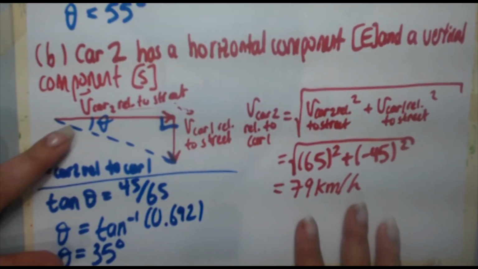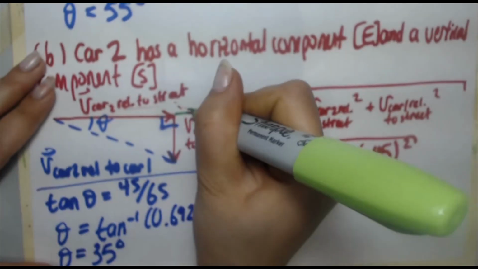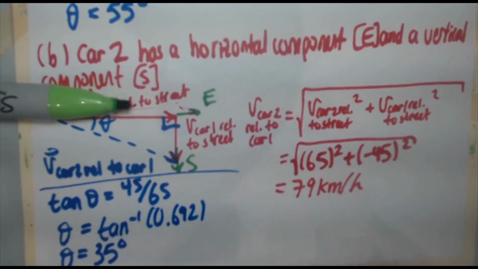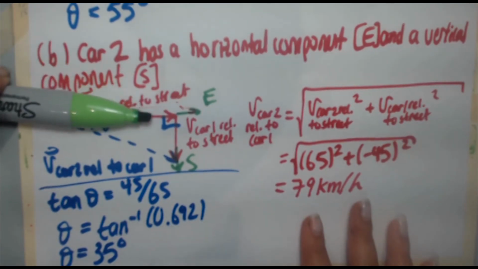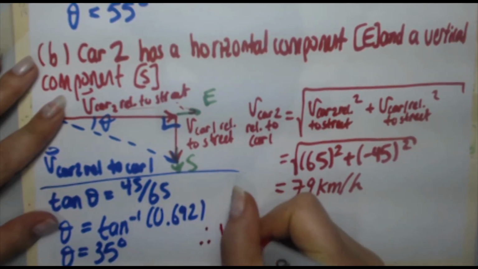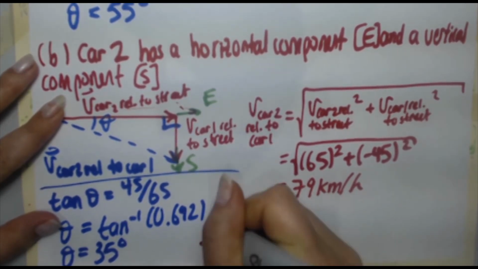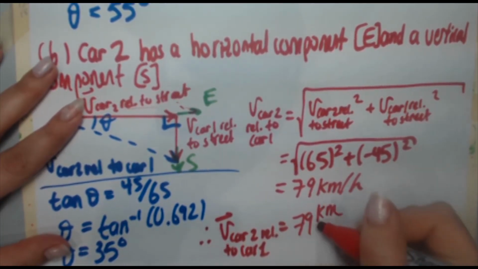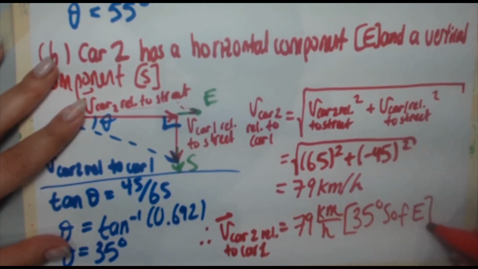Okay, so based on our picture, take a look at that again. Okay, so theta is 35 degrees. We've got the eastward direction going like that. We've got the southward direction going like that. So you start at east and you go 35 degrees towards the south. Okay, or 35 degrees south of east. So that is our final answer. So therefore, the velocity of car 2 relative to car 1 is equal to 79 kilometers per hour, square bracket, 35 degrees south of east.